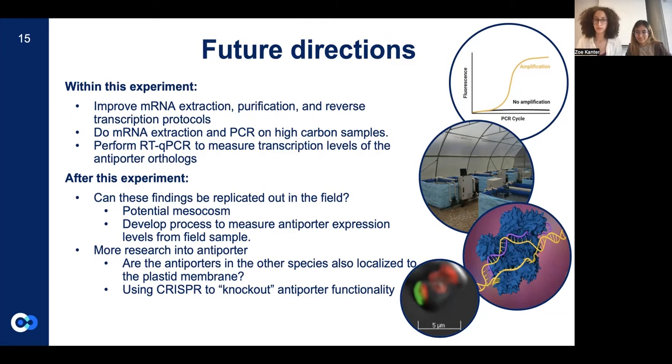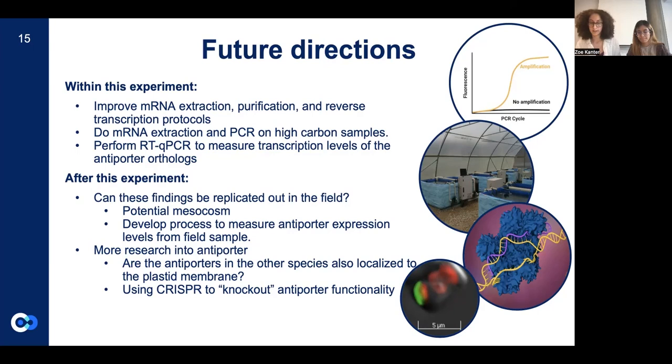So the future directions for this project are to improve our various protocols for mRNA extraction, purification, and reverse transcription. Also, like I mentioned, to do mRNA extraction and PCR on the high carbon samples. And then ideally, we would perform reverse transcription quantitative PCR, RT-qPCR. And this would allow us to measure the transcription levels of the antiporter orthologs in a really accurate way, just through adding this special dye to the PCR rather than having to run a gel. It's a really interesting process that I won't get into right now.